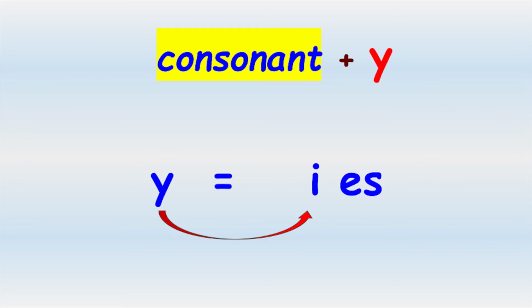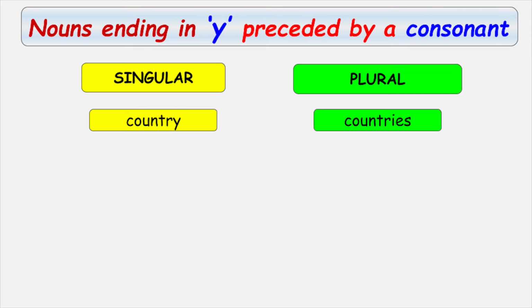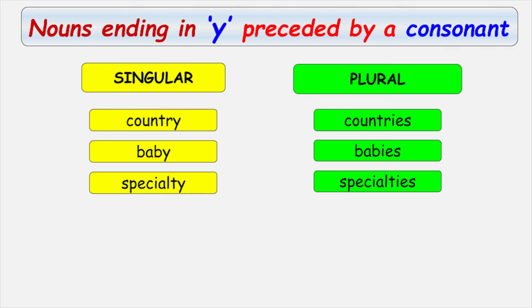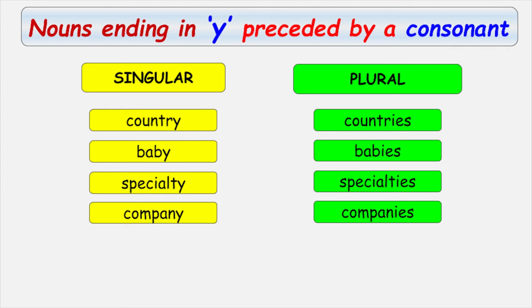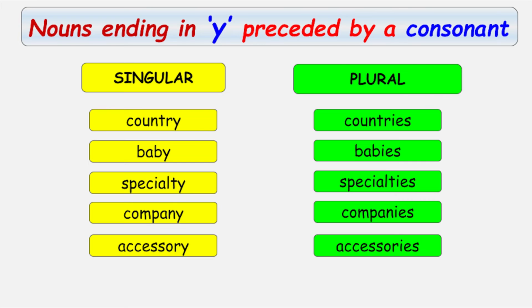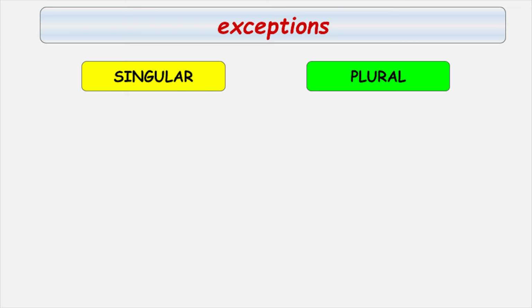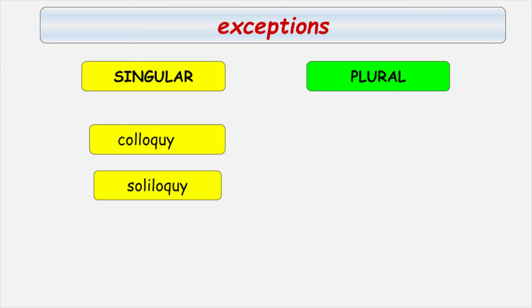Here are some examples. Country, countries. Baby, babies. Specialty, specialties. Company, companies. Accessory, accessories. Variety, varieties. There are two exceptions, however, to these rules: colloquy and soliloquy.